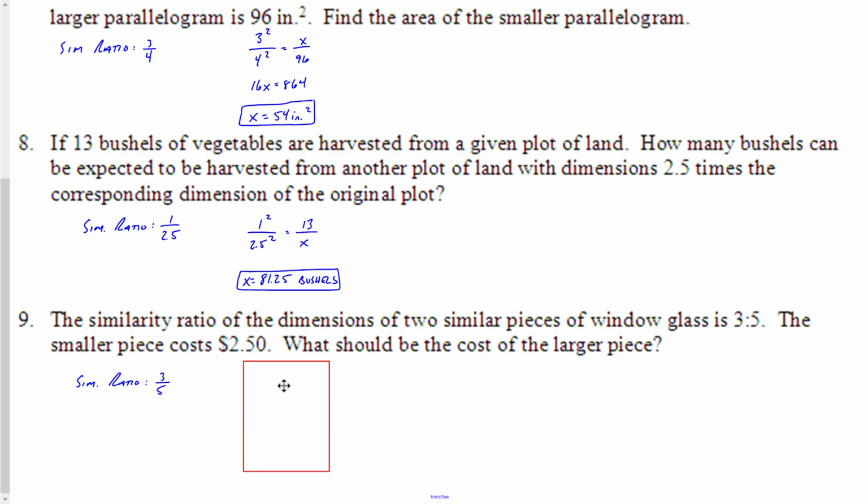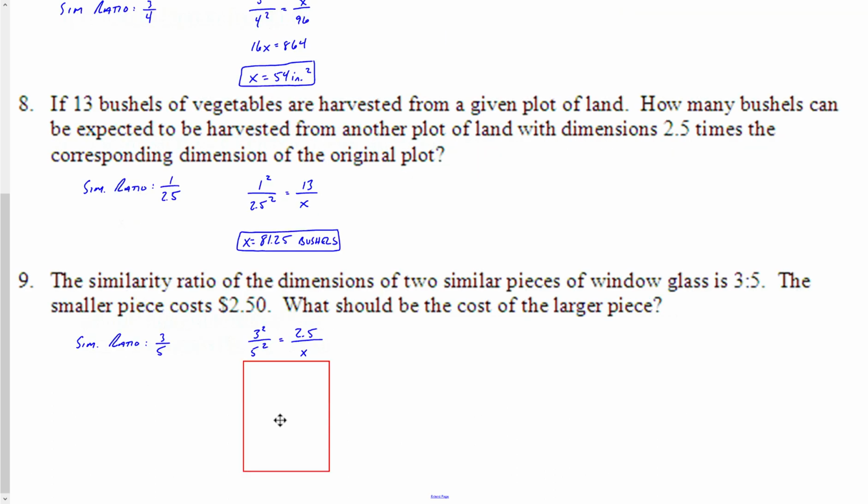So setting up the proportion, again, it's an area problem, so we have to make sure that we square our similarity ratio. And then when you cross multiply and solve, you would find the new cost of $6.94. Again, pay close attention to the label that needs to go on your answer. For a cost, we need to make sure our label is appropriate for a cost. And also, when you round, if you're dealing with money, you would only round to the nearest cent, not nearest thousandth, like we typically do.